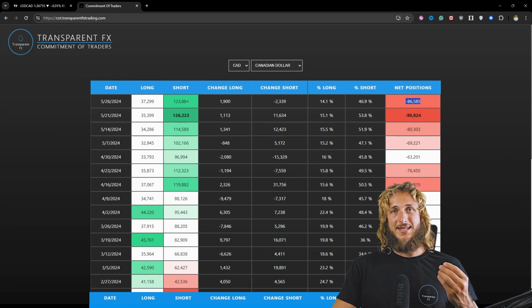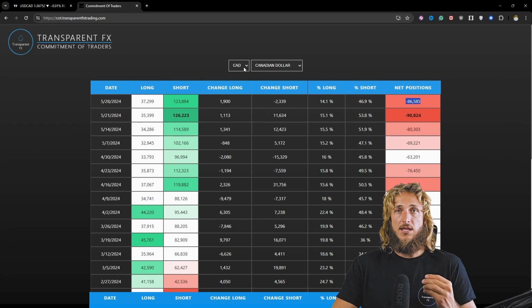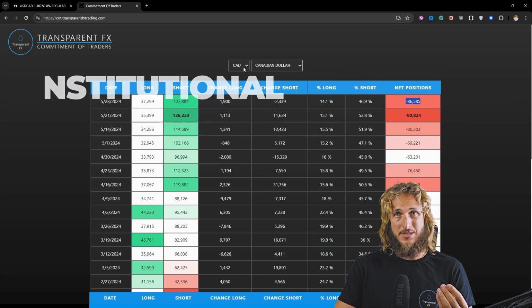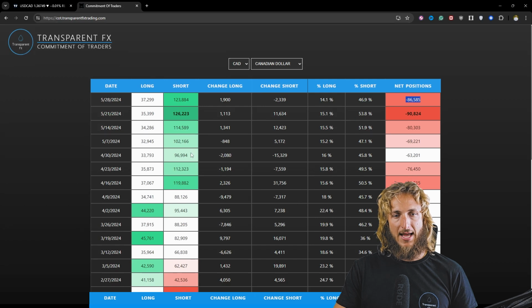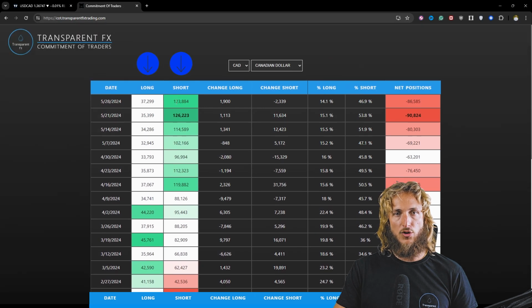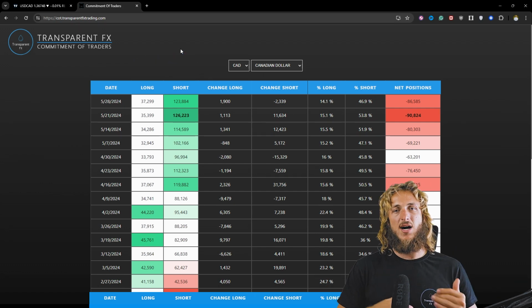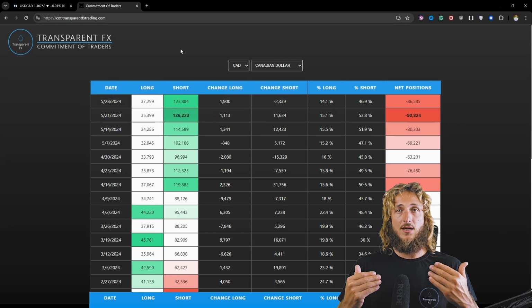And we can notice that this means that actually institutions are increasing their shorts and decreasing their longs on the CAD, meaning that they're actually longing USD CAD, increasing their longs on USD CAD and decreasing their shorts. In fact, shorts on the CAD went from 37K all the way up to 123K, and longs got decreased from 45K all the way down to 37K. So institutions clearly are moving back to the bullish side for USD CAD, therefore making it stronger.